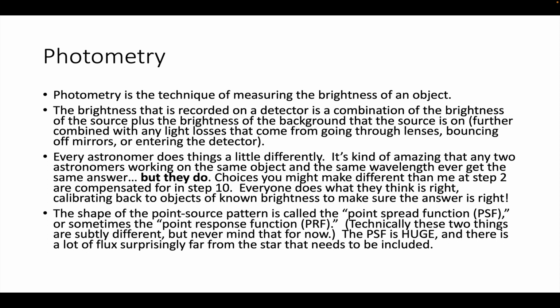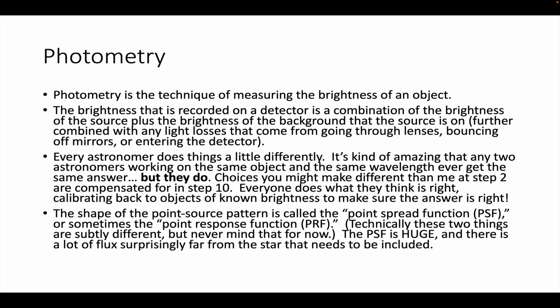Every astronomer measures brightnesses a little bit differently. Especially when I was learning how to do photometry, it was kind of amazing to me that any two astronomers working on the same object and the same wavelength ever get the same answer. But they do. The choices that you might make differently than me at step 2 of the process are compensated for later in step 10. So everyone is doing what they think is right, and it all comes back to how the photometry is calibrated. You're calibrating back on objects of known brightness, and that's how you make sure that the answer you get is right.